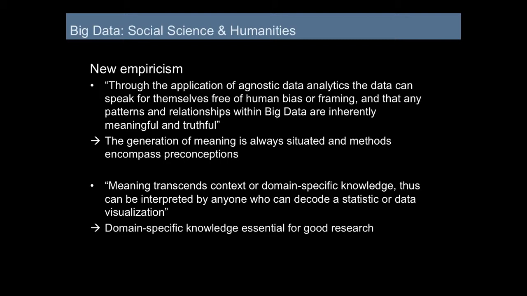My argument is rather that what we need is very strong coalitions of people from social science and humanities and computer science working together to combine the best of all worlds, but not to replace what has been discovered in the social science and humanities by purely computational methods. So it's not about what is better suited, but rather we need to think about new ways of working together.